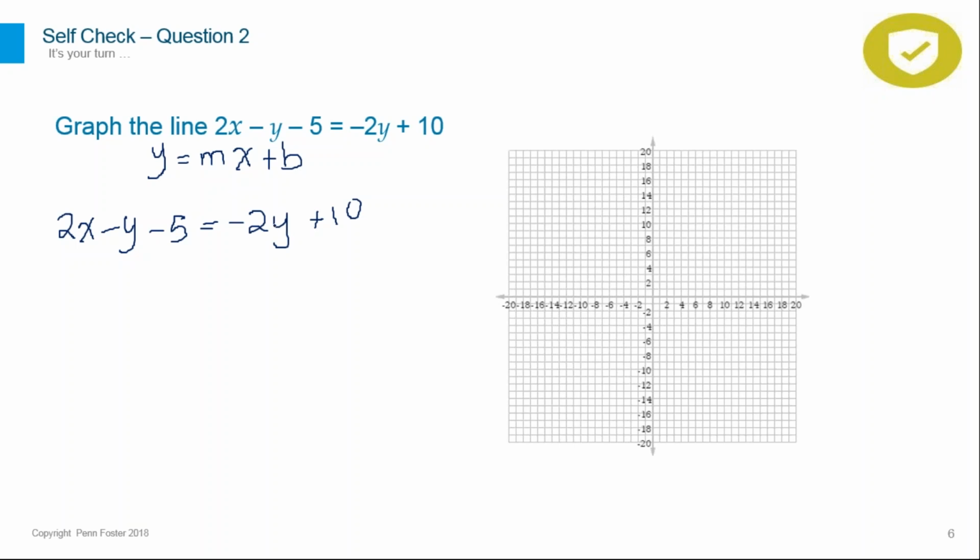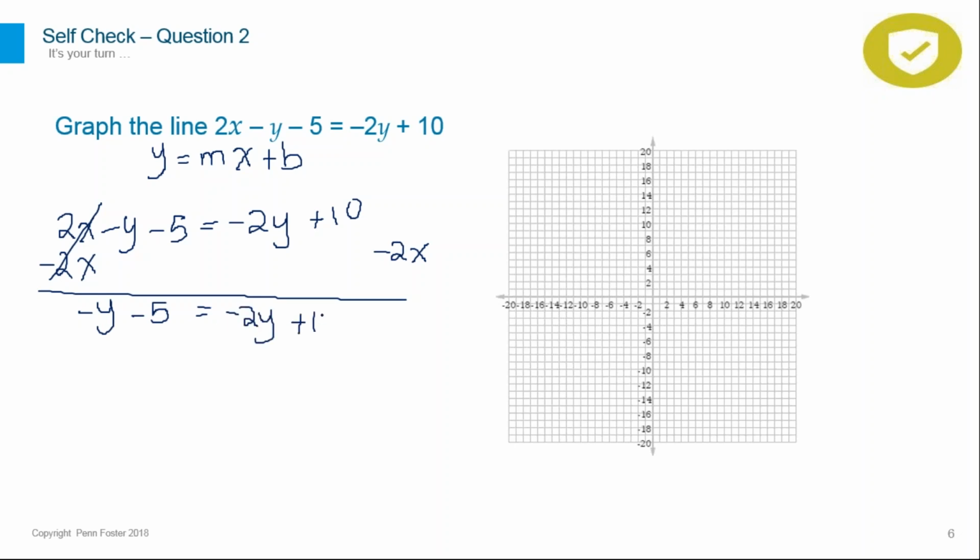Let's start with the x. So it's a positive 2x, then do the opposite, minus 2x and minus 2x on the right-hand side as well. 2x minus itself is a 0, it's gone. We have -y minus 5 equals negative 2y plus 10 minus 2x. Well, we have one y on the left-hand side, but there is another y on the right-hand side. We need to bring this as well to the left-hand side and combine the like terms.